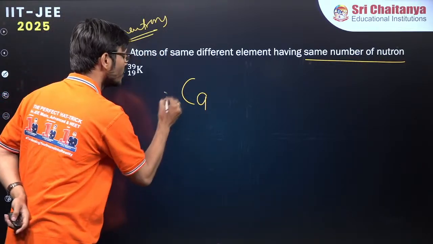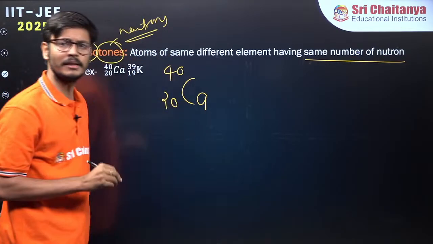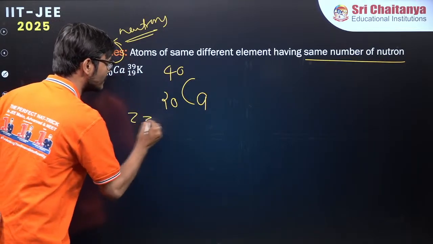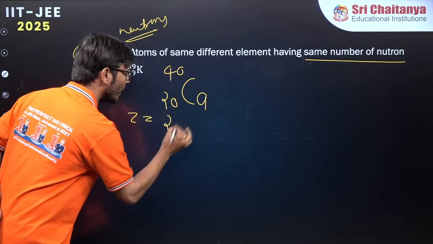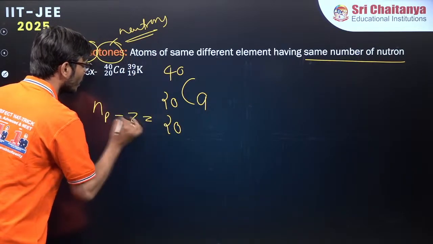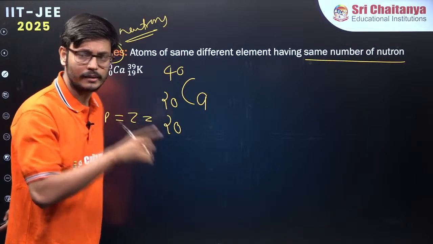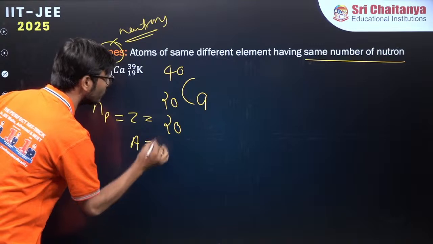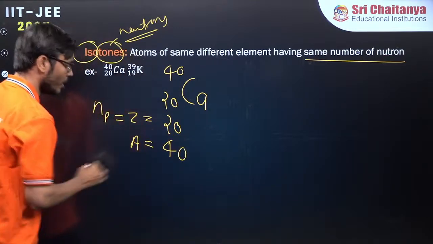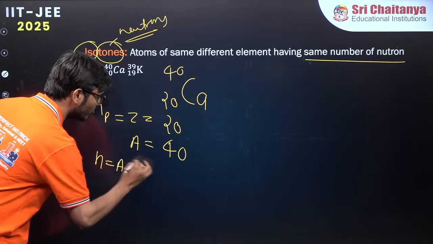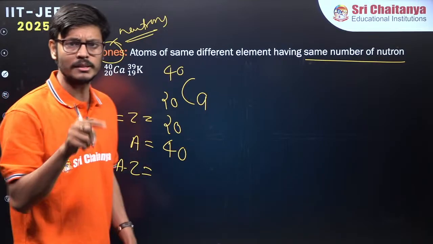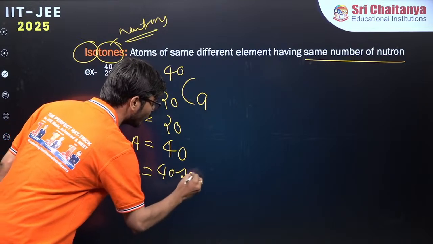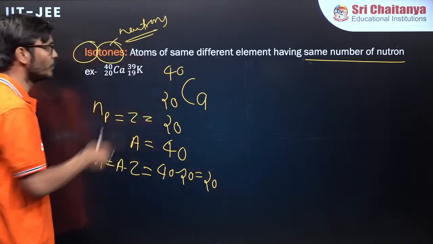Let me take the example. So we are having calcium 20 and 40, isn't it? So let me write all the values. What is atomic number Z equal to? 20, which is also number of proton, because atomic number is equal to number of proton, right? Now, what is mass number? Mass number is equal to 40. And what is number of neutron? Number of neutron is mass number minus atomic number. So 40 minus 20 is equal to 20. So this is the number of neutron for calcium.